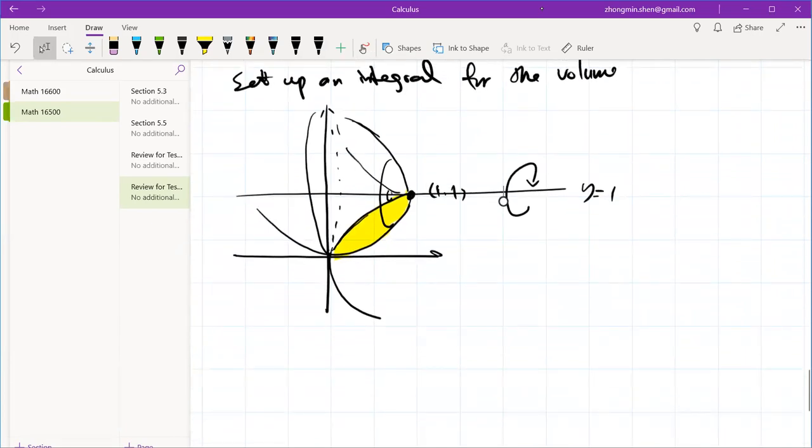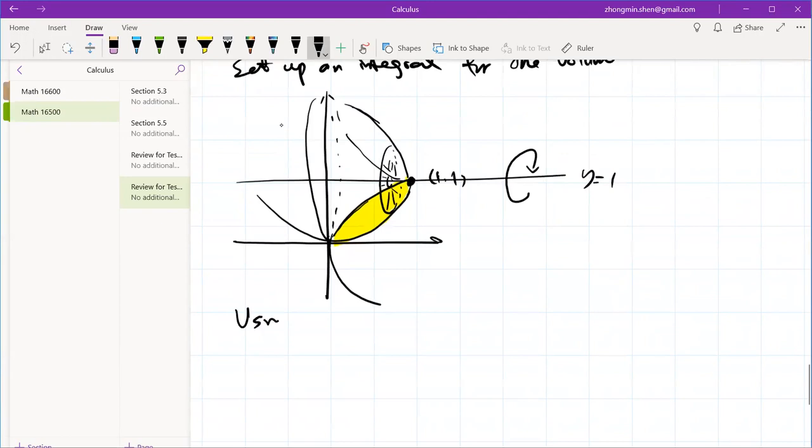All right, so I have 2 different ways to solve the problem. Use disks and use cylindrical shells. It's up to you which to use. So I'm going to use disks. This is my typical disk. So using disks, the volume is going to be the integral of A(x) dx, and x runs from 0 to 1.